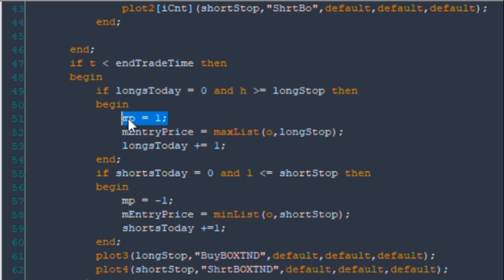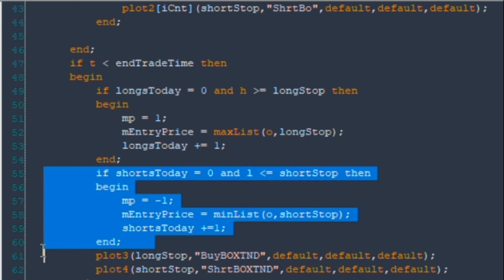And in this case, MP is not extracting the current market position because you can't do that in an indicator. MP in this case is my own homegrown variable that I'm using to keep track of what theoretical market position I'm in. So I have to keep track of my theoretical market position, my theoretical entry price. It's got to be the max of the open or the long stop. I do the max of the open in case the open gapped above the breakout, which could happen. Probably very rarely, but it could. So I go ahead and keep track of that, and then I increment my longs today.